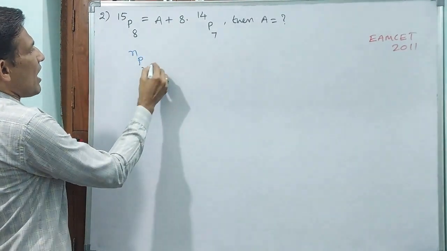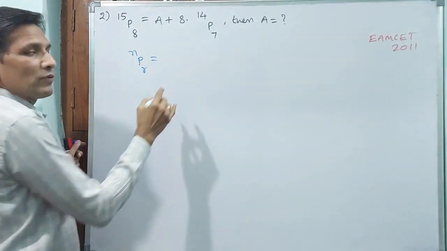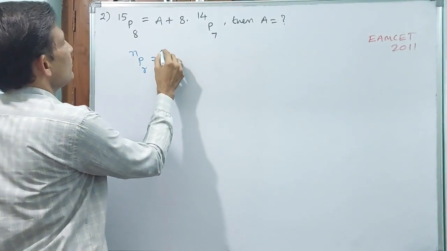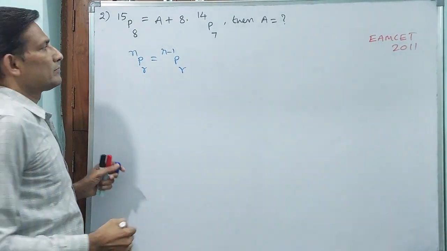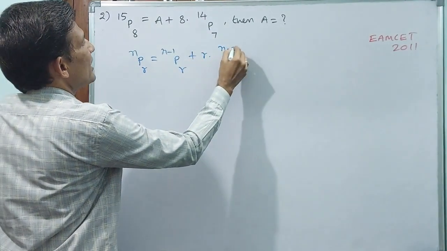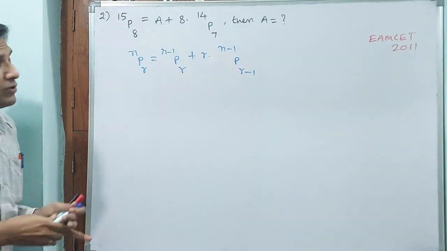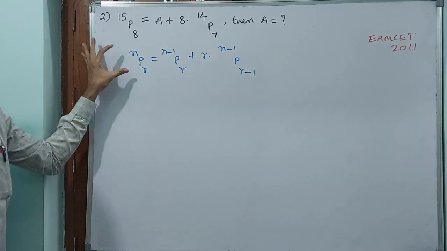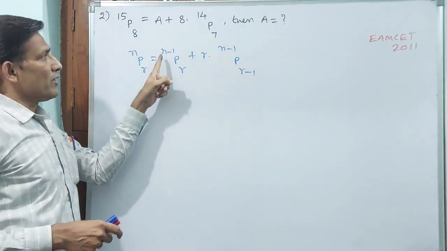See, NPR is equal to N minus 1 PR plus R into N minus 1 PR minus 1. Observe carefully this formula. That means you see here NPR full will come. LHS, RHS side, observe carefully.